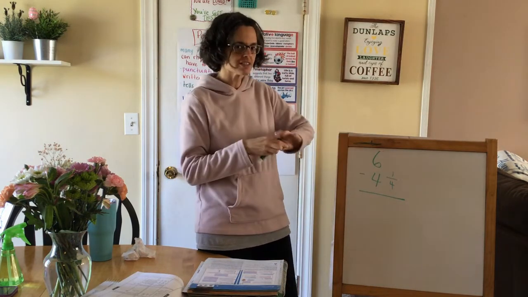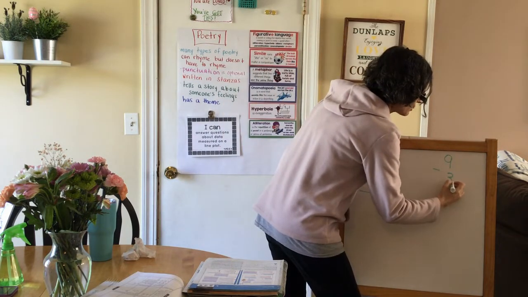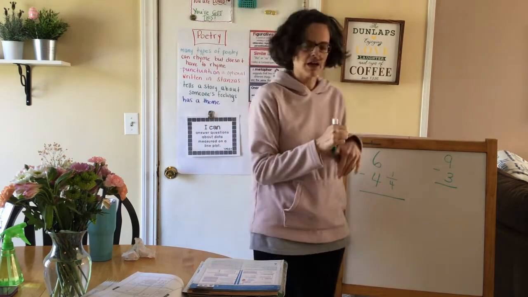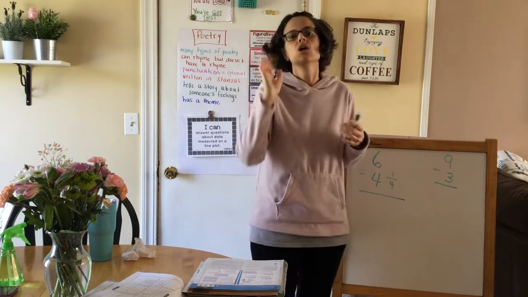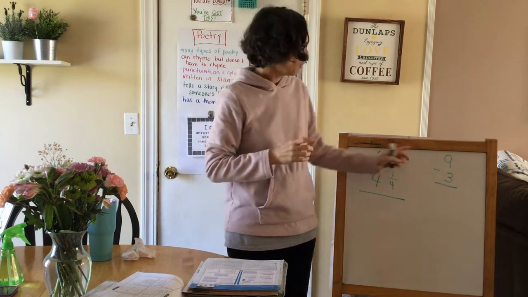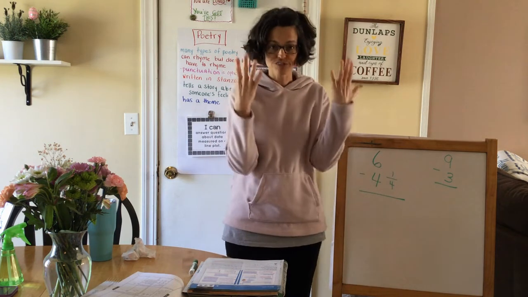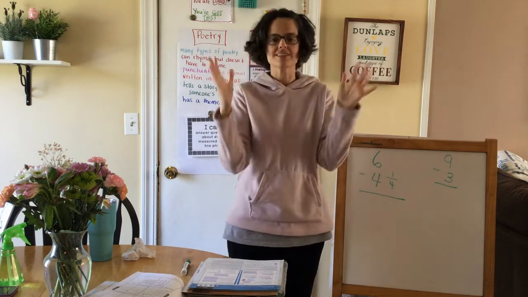Let's put this off to the side for just a second, and let's just subtract 9 minus 3. Okay? Now, I know you're brilliant. I know that you know 9 minus 3 is 6. You don't have to really think about it. But let's kind of think back to when you were just learning your math facts. One of the strategies that you learned was to use your fingers, take away 3, and then you come up with 6. Yeah, that's true.